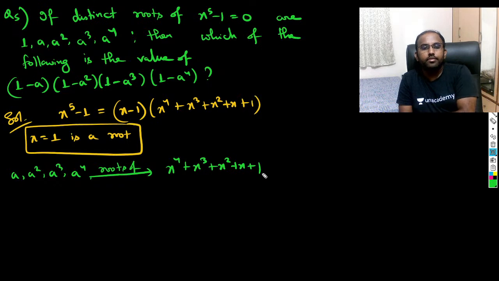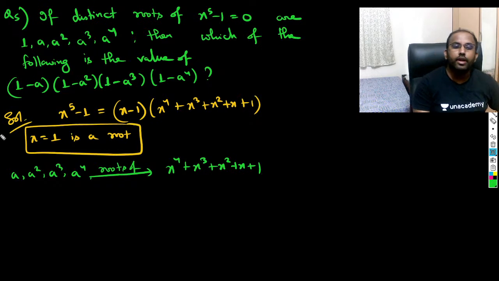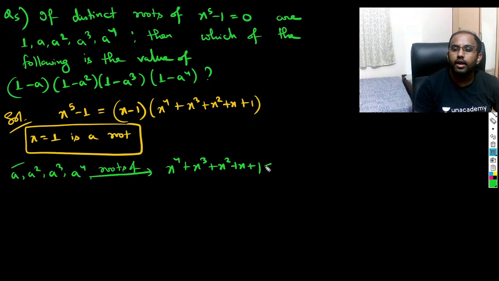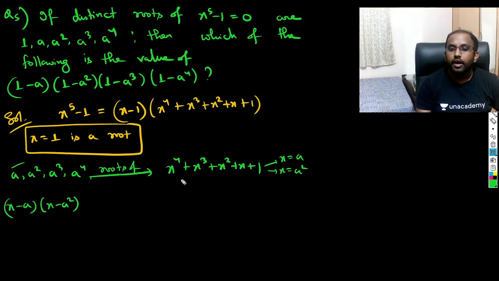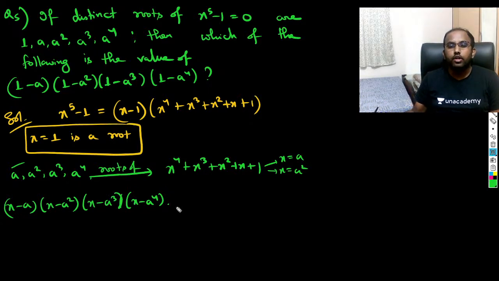What I wanted was the value of 1 minus a square and so on. If a is the root of this equation, that means x equal to a will satisfy it, so x minus a is a factor. If a square is a root, x equal to a square will satisfy it, so x minus a square is a factor. Similarly x minus a cube and x minus a raised to 4 are factors of this equation. So all these are factors of this equation.